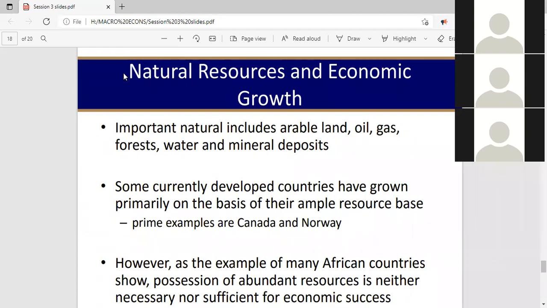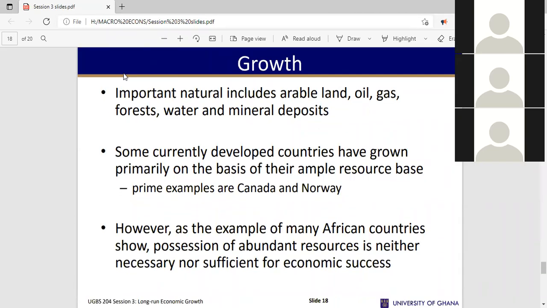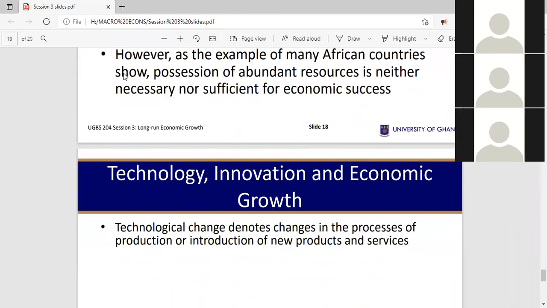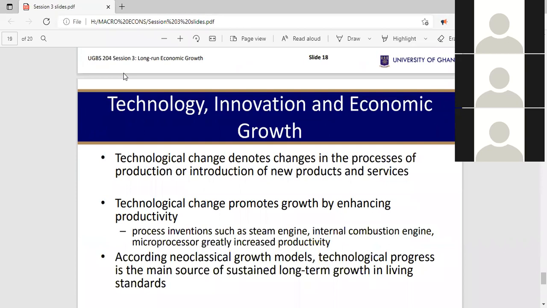We can say our GDP is growing, but it does not reflect in our daily pockets. Okay. So we should also consider our mineral resources and our raw materials. And the last one that tops all is technology.